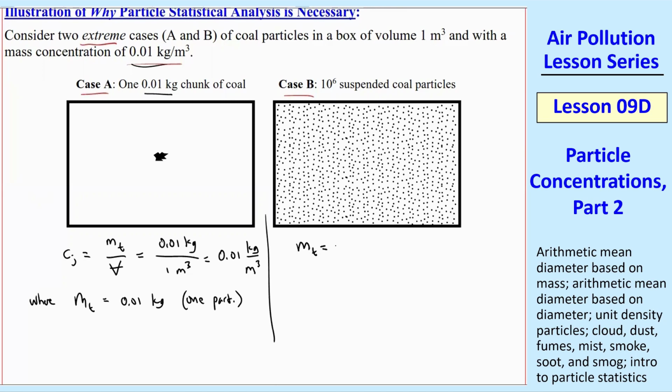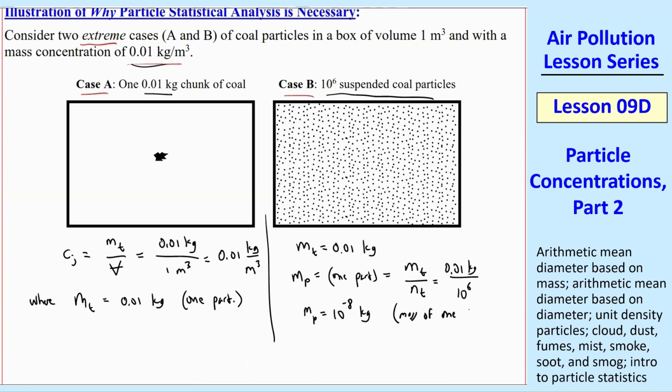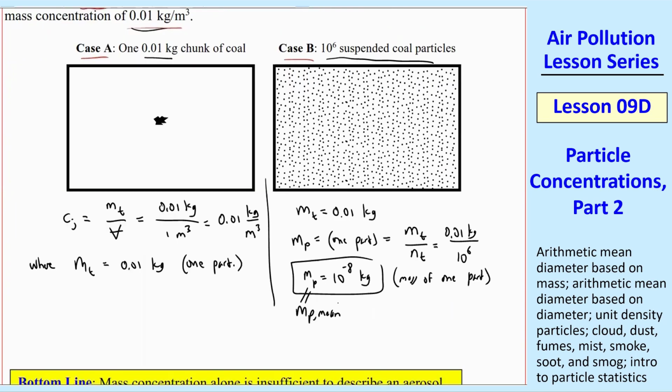For case B, M_T is 0.01 kilogram, but there's a million suspended coal particles. So M_P of one particle is total mass divided by total number of particles. This is a monodisperse aerosol because all these particles are the same size. So M_T over N_T gives us 0.01 kilograms per 10 to the 6th particles. So M_P turns out to be 10 to the minus 8th kilogram. So this is the mass of one particle. This is also equal to M_P mean because if you take 10 to the minus 8th and add it up a million times, you get 10 to the minus 2, which is the total mass. So that makes sense. And so that's also M_P mean. This is a monodisperse aerosol.